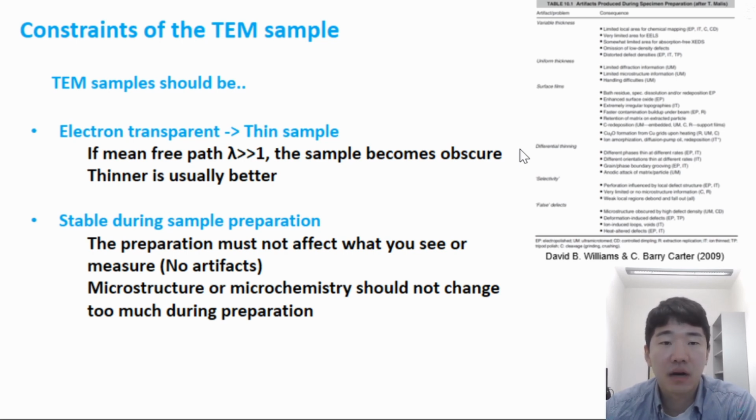Many kinds of possible artifacts can be with you in the real experiment, and you should be aware of them during the sample preparation, and also very importantly, when you are doing data analysis, you should always keep in mind that there are some possible artifacts.